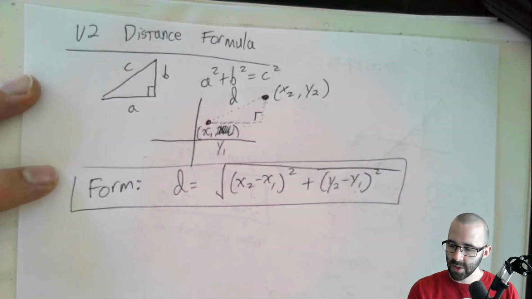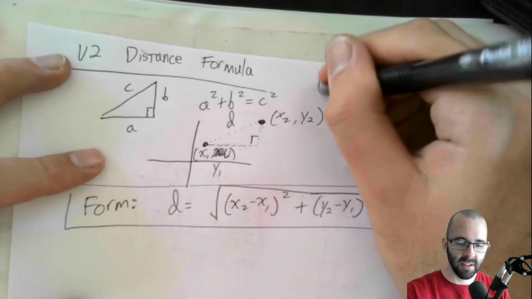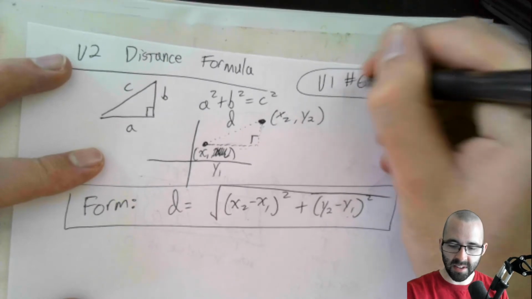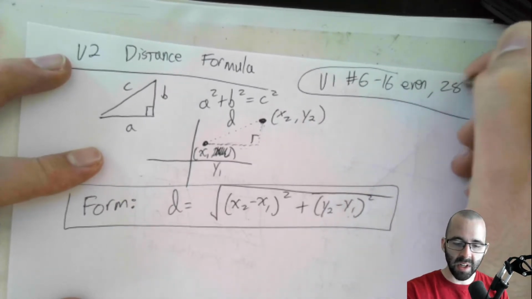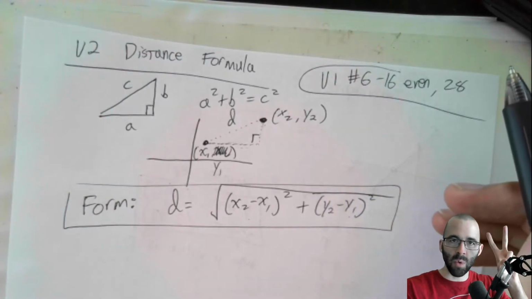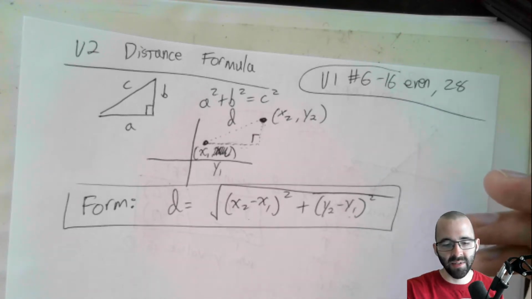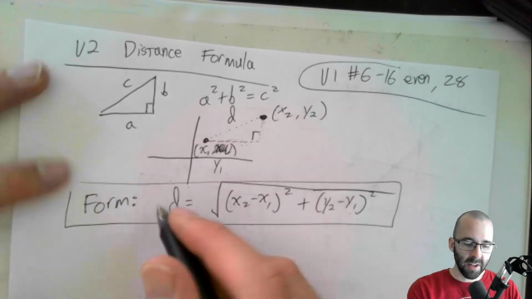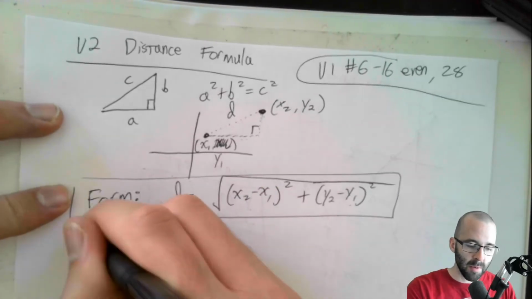Oh, oops. I didn't mention in the first video, you were supposed to do numbers 6 through 16 even, and number 28. And specifically, I wanted to mention some of these later ones that solve for y means get y by itself, okay? I'll try to make a note to you on Canvas about that. Anyway, so here is what we're going to use for these chunks of problems. Move on to example 2.